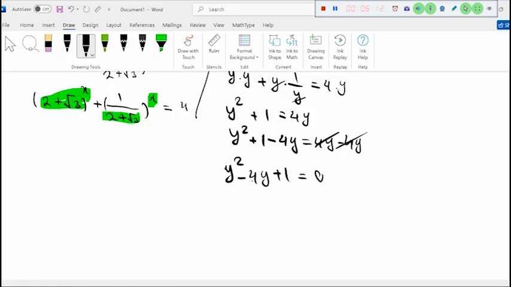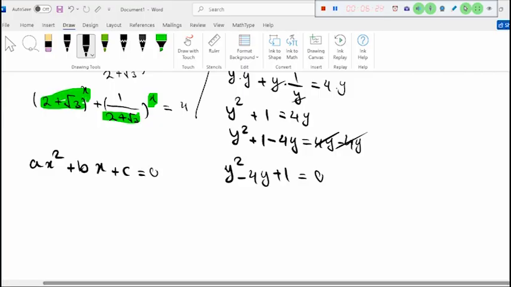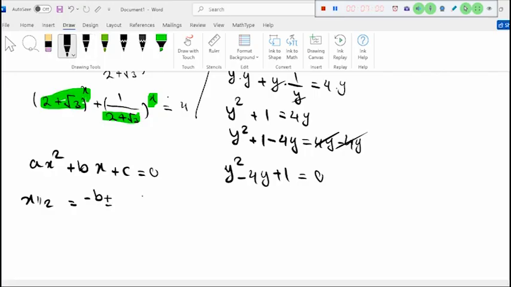It's a quadratic equation. We use the general formula. We have ax² + bx + c = 0. The formula we know: x1,2 equals −b plus or minus the square root of b² − 4ac, over 2a. So here a is 1, b is equal to −4, and c is 1.